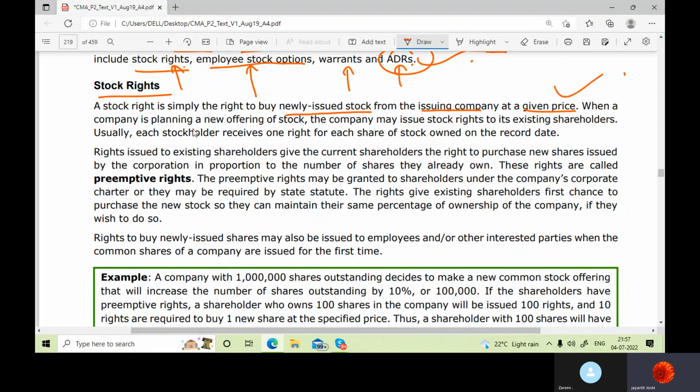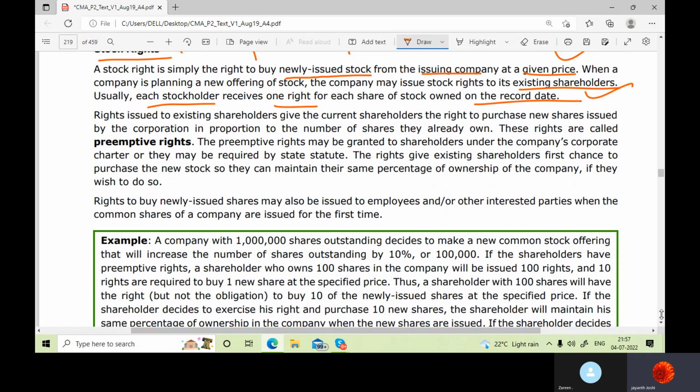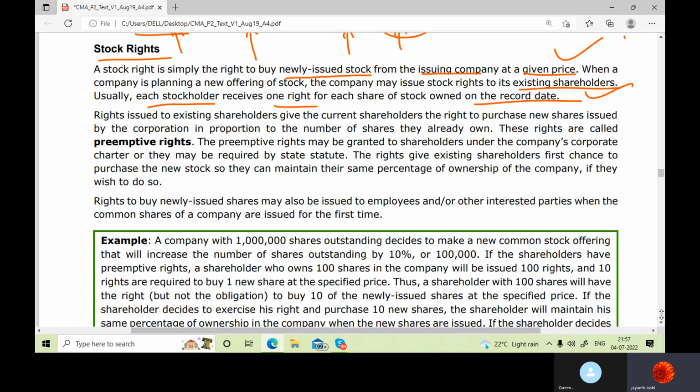When a company is planning a new offering of stock, it may issue stock rights to its existing shareholders. Usually each stockholder receives one right for each stock owned on the record date. Rights issued to existing shareholders give them the right to purchase new shares issued by the corporation in proportion to the number of shares they already own. So they already have the shares, and apart from this, they can also buy the newly issued shares.